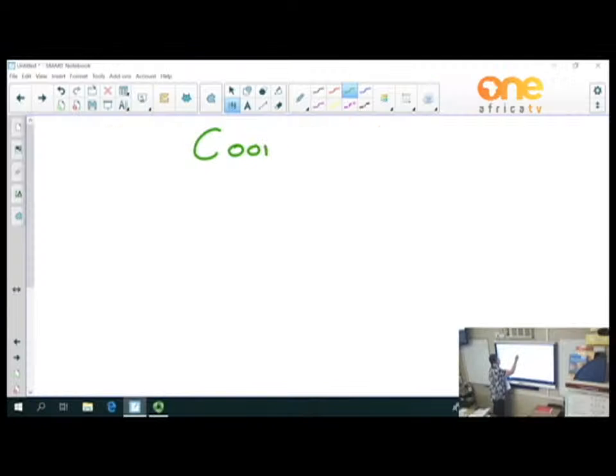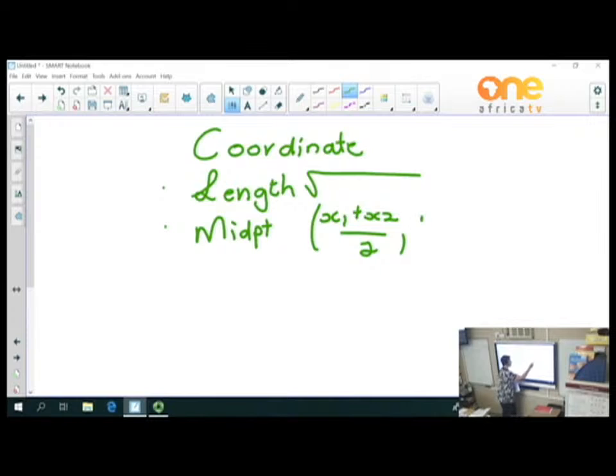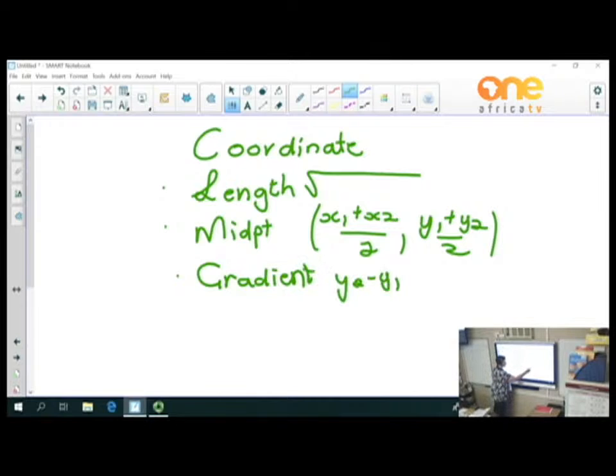Coordinate geometry. This is what we are looking at this stage. You've got the three formulas: the length, which is the Pythagoras formula. Then we have the midpoint formula, and the following questions are mixed now. So you'll have to mix them to get the answers. y1 plus y2 over 2. Then the very important one that we're looking at now is the gradient. And from there, we could write the equations. That's y2 minus y1 over x2 minus x1.